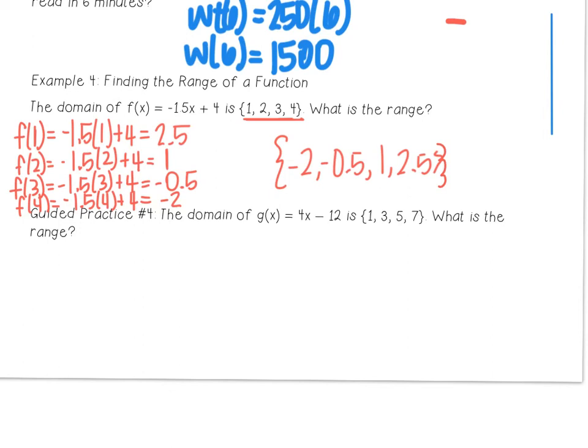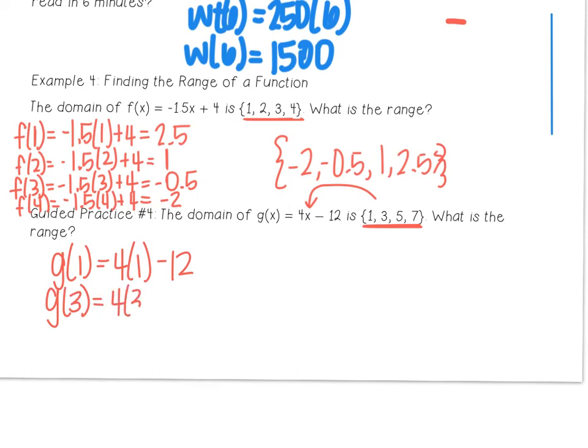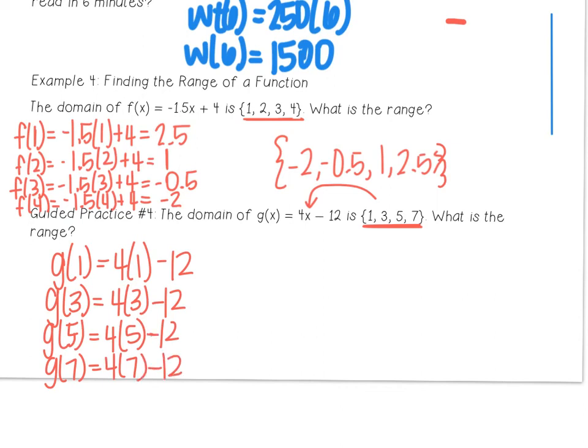Guided practice number 4. Pause the video, plug in each domain value in for x, and find your range, and resume the video when you're ready to check your answer. Alright, first you're going to do g of 1, and that's going to be 4 times 1 minus 12. Then you're going to do g of 3, which is 4 times 3 minus 12. Then you're going to do g of 5, which is 4 times 5 minus 12. And then you're going to do g of 7, which is 4 times 7 minus 12. Find all of those answers.